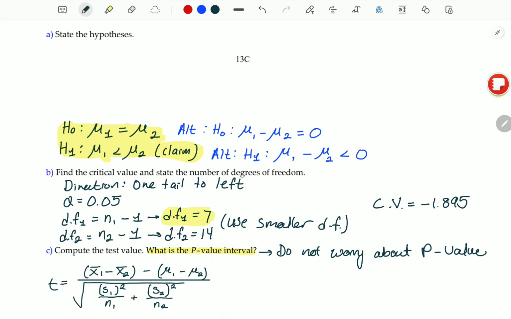Now, I know the answer key is going to give you a different critical value. It's just that the solution in the answer key is incorrect. This is the critical value for this test.